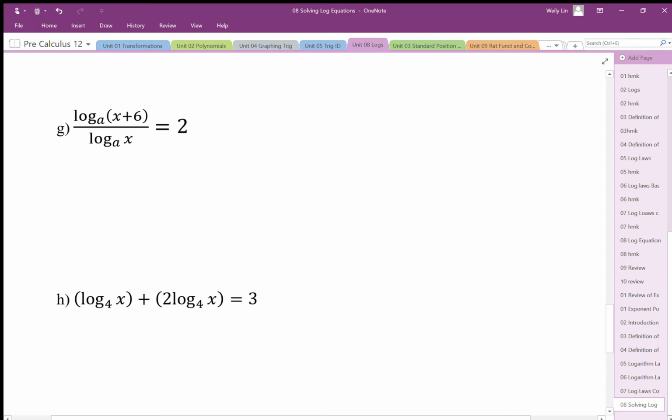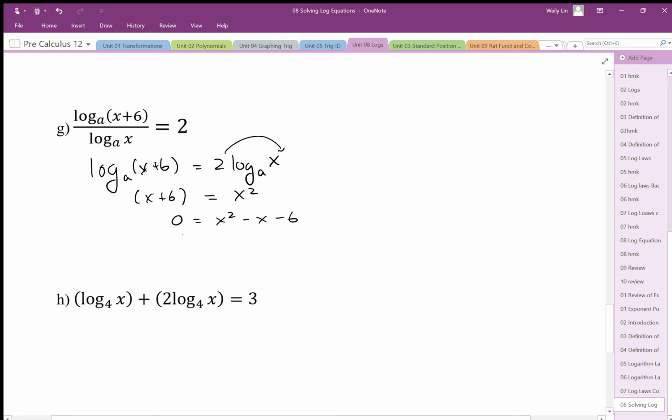So I'm going to show again two ways to do this, and the first method will be just to get rid of that denominator. Okay, and then I can actually apply the exponent in here and then drop the logs. So I get x plus 6 equals x squared. Solve this quadratic. X squared minus x minus 6. So I end up with x minus 3, x plus 2, x is equal to 3 and negative 2.